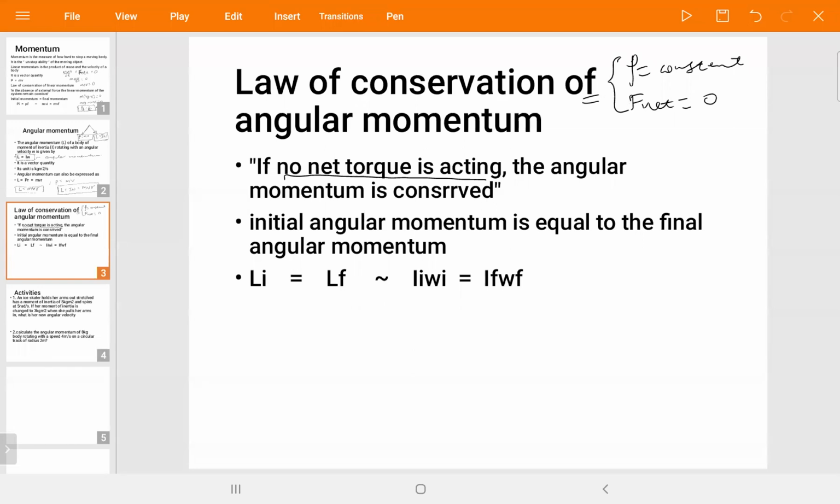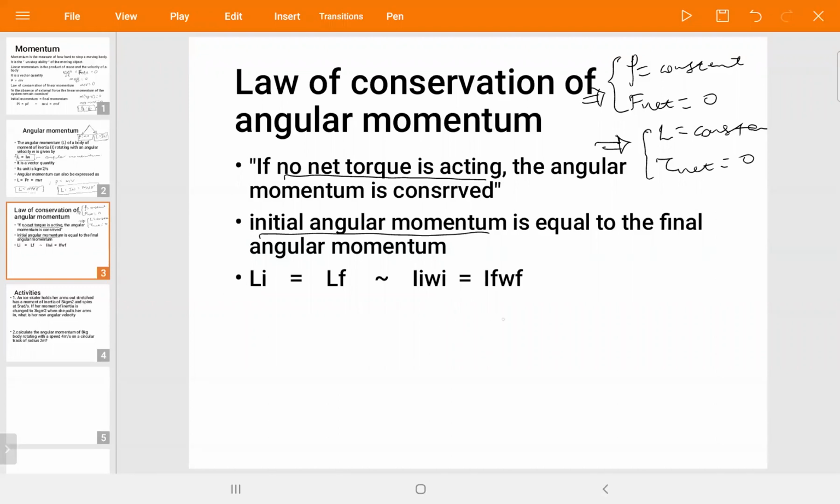This one is the first condition. The second condition is that angular momentum is constant when the net torque acting on a body is zero. This is the second condition. If the net torque that acts on a rotating body becomes zero, if there is no net torque, then the angular momentum has the same magnitude. Initial angular momentum remains the same value as final angular momentum.